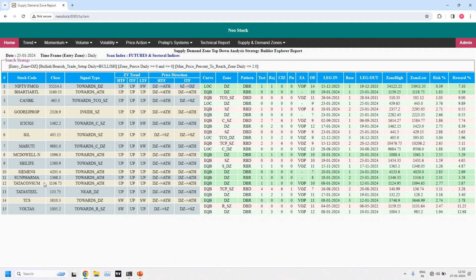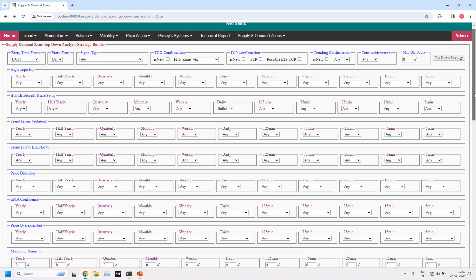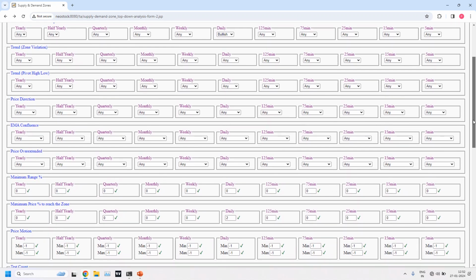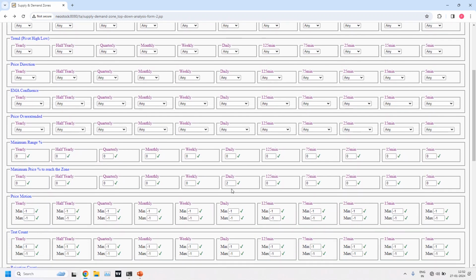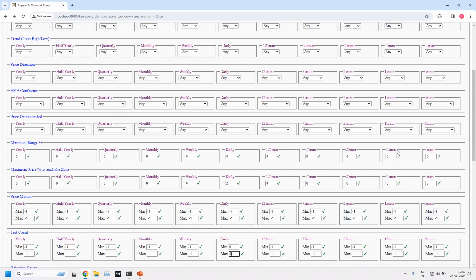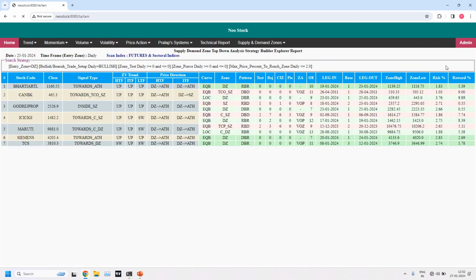Now I want only fresh demand zones. I don't want tested demand zones. If that is the case, again set the test count. So I am setting the test count to 0, 0. Minimum 0, maximum 0. That means only fresh zones will be displayed. Now only 7 stocks are displayed, and all these 7 stocks have fresh zones. They haven't been tested and all are supporting bullish trade setup.